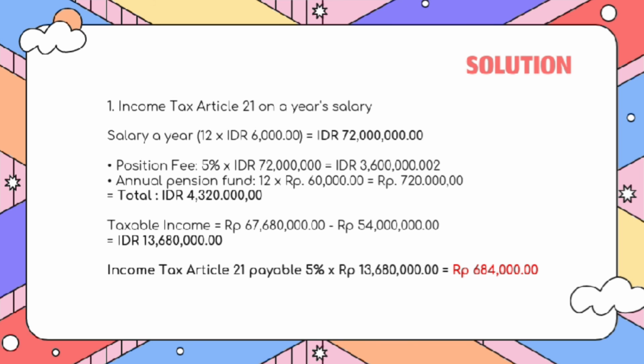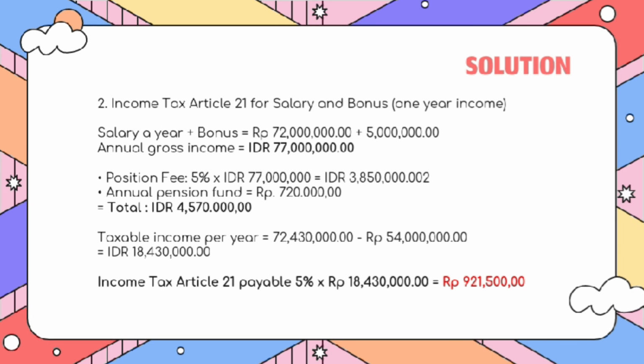13,680,000 rupiahs. So the income tax article 21 payable, 5% multiplied with 13,680,000, and the total is 684,000 rupiahs. Income tax article 21 for salary and bonus in one year income. The salary a year plus bonus, so we got 72 million rupiahs plus 5 million. The annual gross income is 77 million rupiahs, and the position fee is 5% multiplied with 77 million, and we got 3,850,000 rupiahs. So the annual pension fund is 720,000 rupiahs.